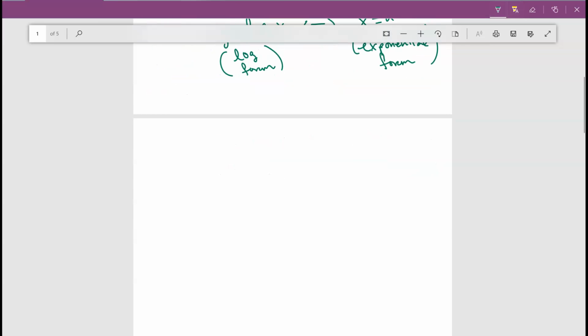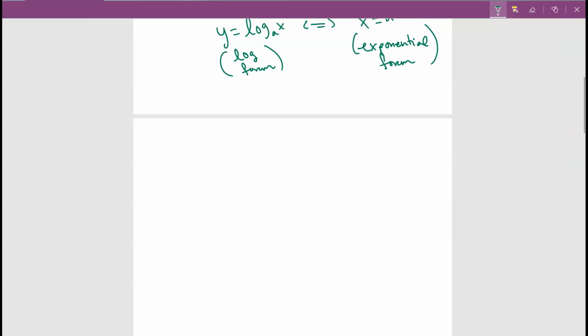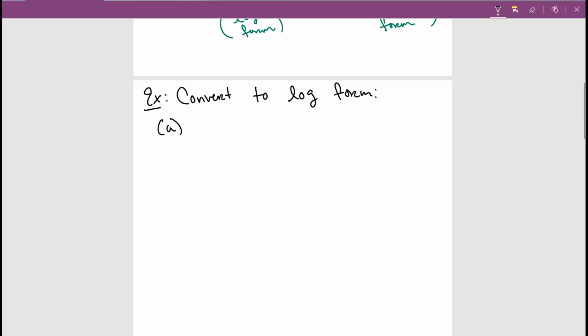So here's my example. Convert to log form. Let's say we had 2 squared equals 4. This is exponential form. We know that this is true, that 2 squared equals 4. We want to convert this to log form. The first thing you're going to do is write log.